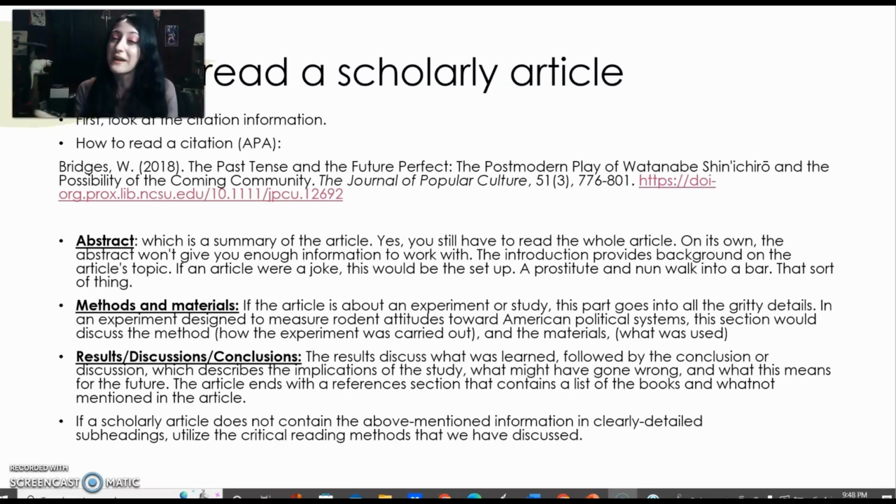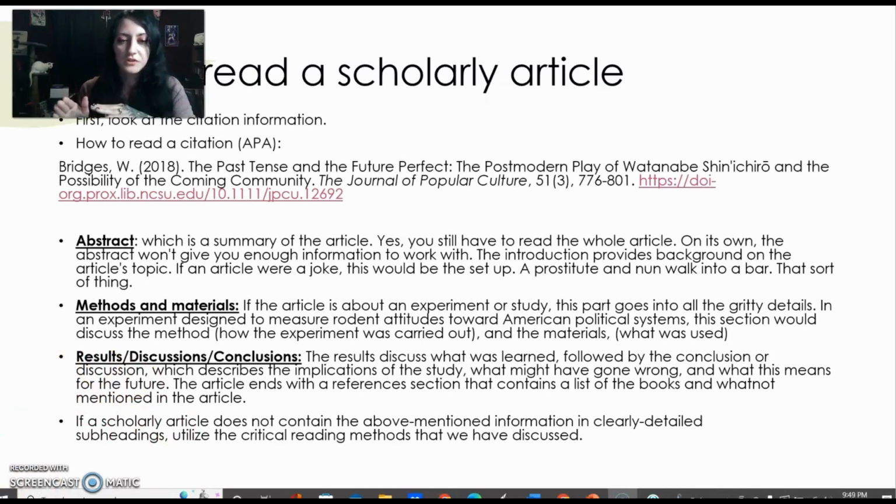But it may not be very useful to you as a student. Maybe you just kind of need to get the results and discussions, right? And that's where you should look for the subheadings: results, discussions, and conclusions.